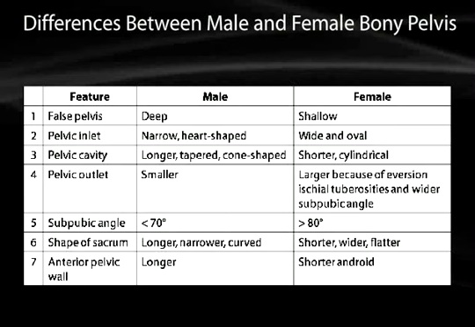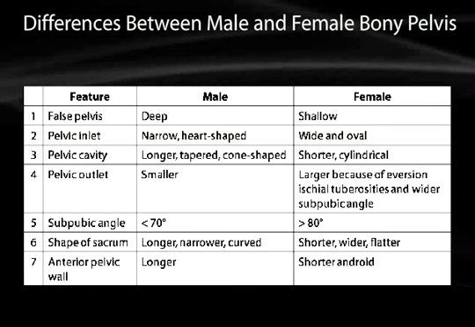So what are some of the differences between the male and female bony pelvis? Well, this is just a chart to show some of the differences. The false pelvis in a male is deeper. The pelvic inlet is narrow and heart-shaped. The pelvic cavity is more tapered and cone-shaped, and the pelvic outlet is smaller. The female, of course, would be the opposite of all of those and would be better suited for carrying a pregnancy and then passing that pregnancy through the outlet.